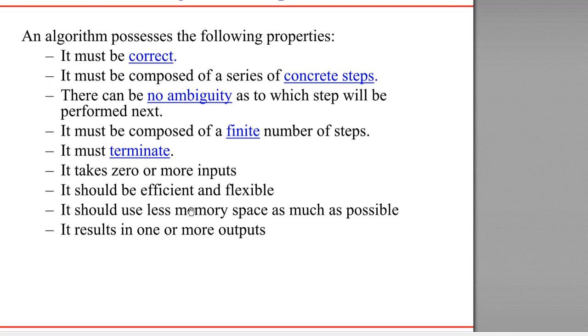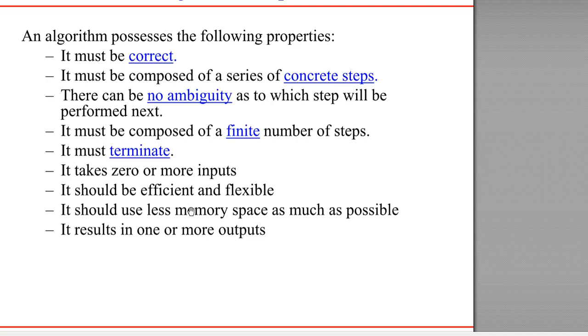Number one, an algorithm must be correct. So no matter what, an algorithm should be correct, because if it's wrong, it will produce wrong results. It must be composed of a series of concrete steps. An algorithm, as has been said before, is a step-by-step procedure, a step-by-step sequence of solving a problem. There should also be no ambiguity as to which step will be performed next. So when you have your steps to follow, it should be very clear which step is going to be executed after each and every step. There should not be any confusion as to which step is next after you've finished executing a certain step.